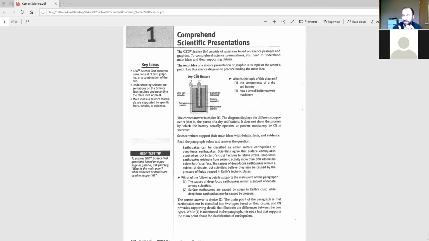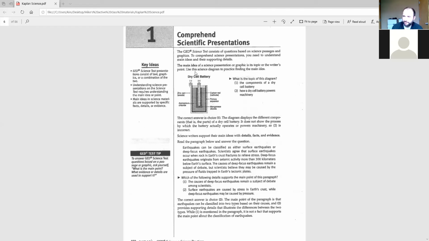Facts kind of fall under details, so I don't need to discuss that, but we know what a fact is. A fact is something that can be proven to be true, right? But as we look at main idea, detail, conclusion, right? Main idea is usually something general or broad that kind of encompasses everything talked about in the paragraph or the passage. A detail is something very specific that is taken from the passage.